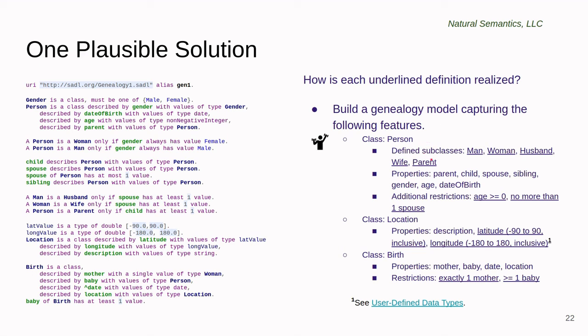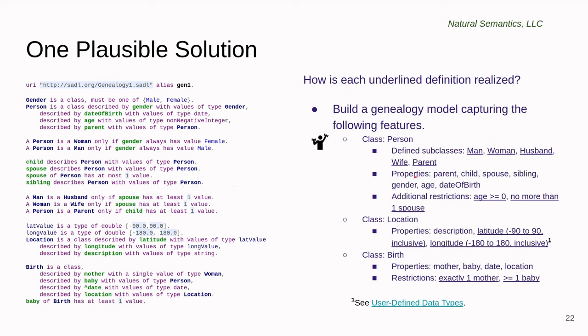So, defining the subclass. Let's look at how man is defined. Where is man? Here we go. A person is a man only if gender always has value male, similar to the way that we defined the class woman. We define man in terms of necessary and sufficient conditions, in terms of has value restrictions on the gender property.